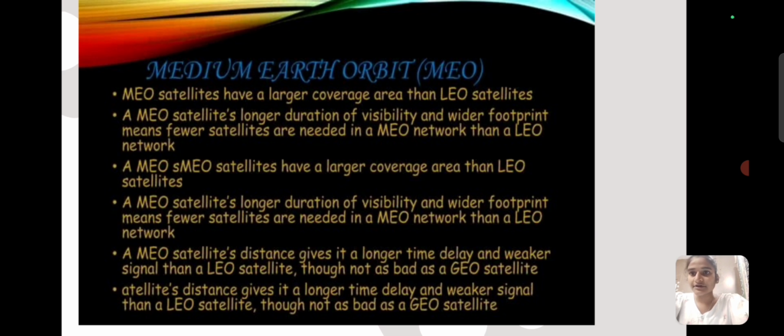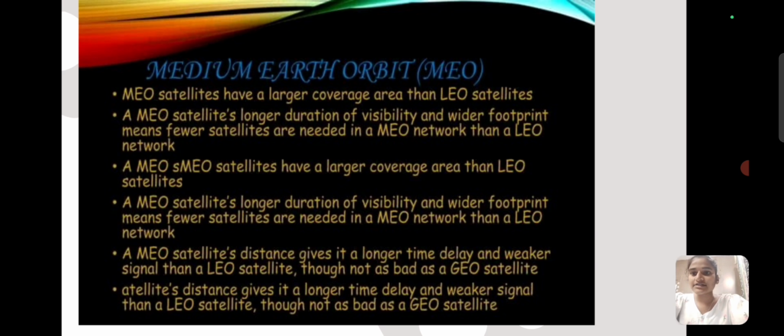Now let us see medium Earth orbit, that is nothing but MEO. We will see briefly what MEO is. MEO satellites have a larger coverage area than LEO satellites. A MEO satellite's longer duration of visibility and wider footprint means fewer satellites are needed in a MEO network than in a LEO network.